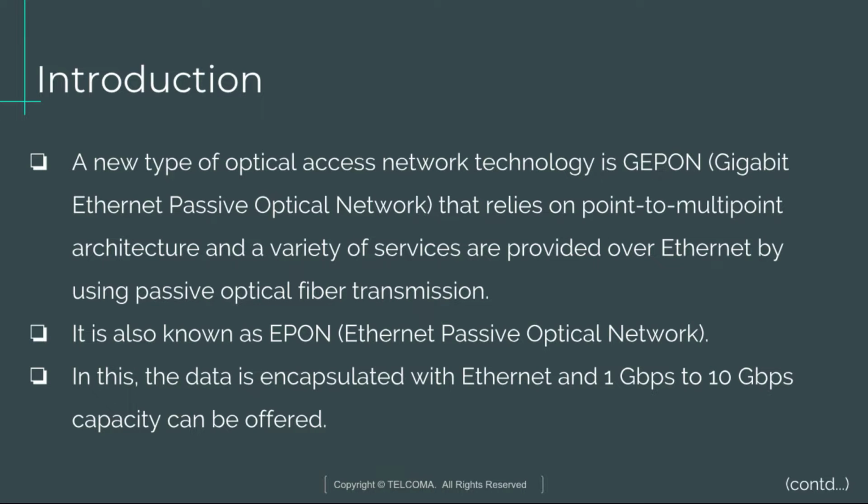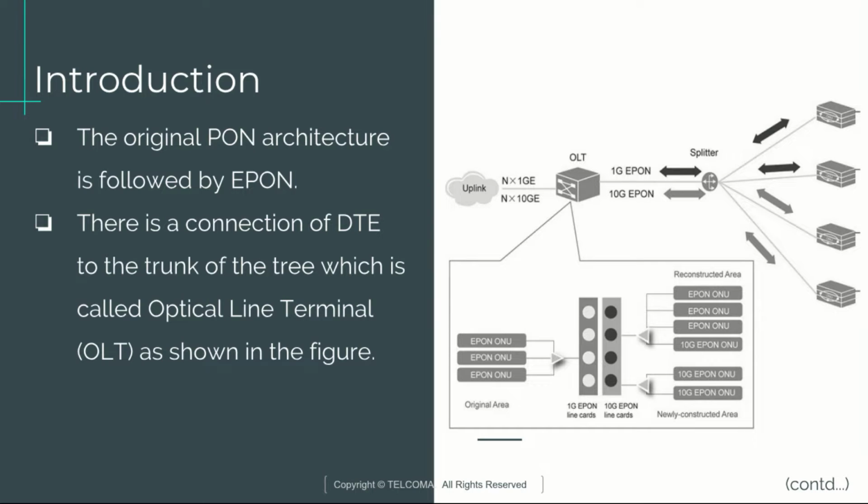A new type of optical access network technology is GEPON that relies on point-to-multipoint architecture, and a variety of services are provided over Ethernet by using passive optical fiber transmission. It is also known as EPON. In this, the data is encapsulated with Ethernet and 1 Gbps to 10 Gbps capacity can be offered. The original PON architecture is followed by EPON.